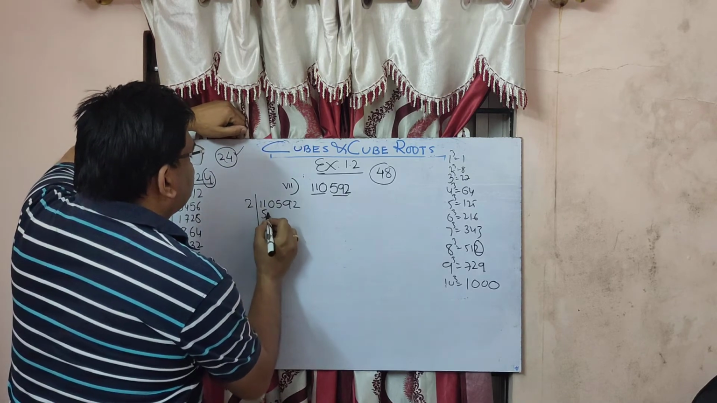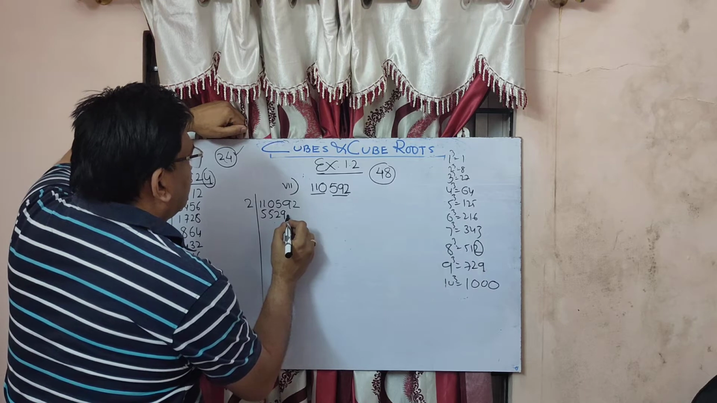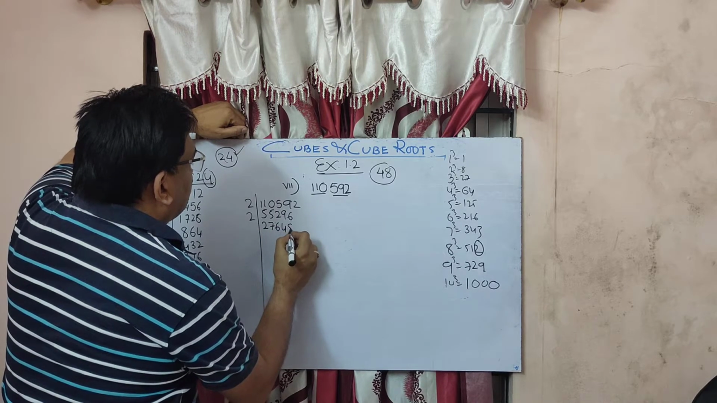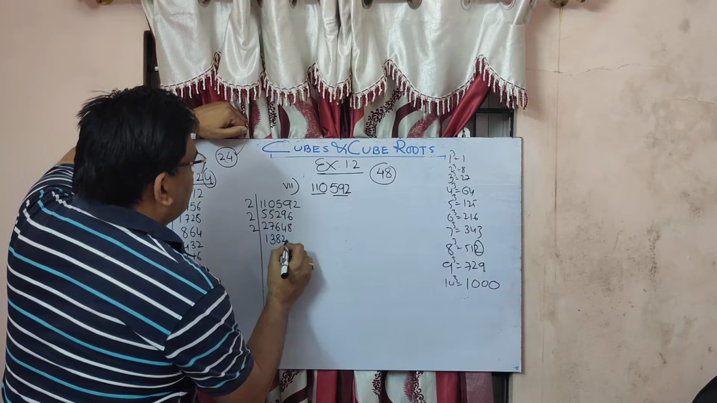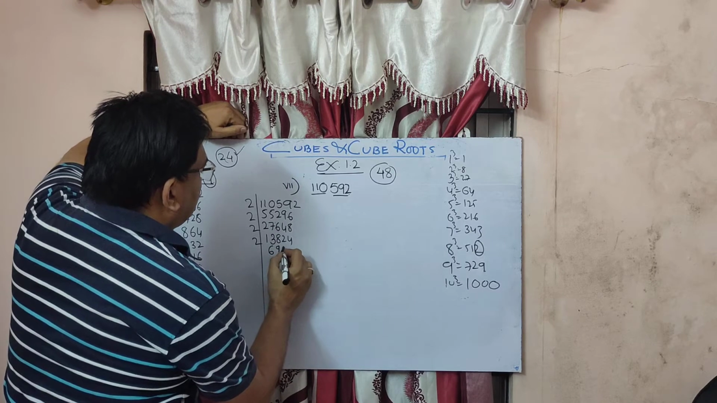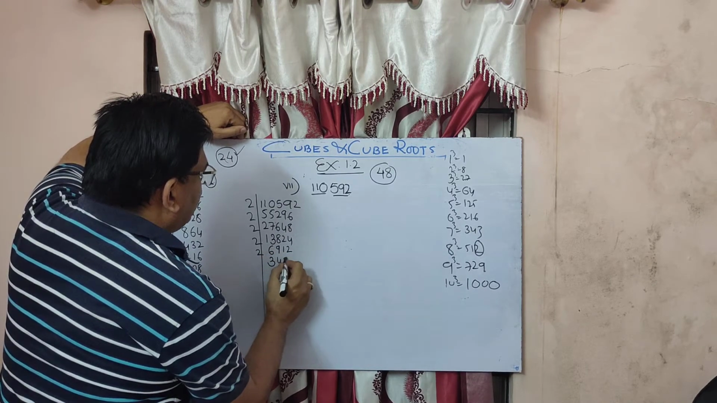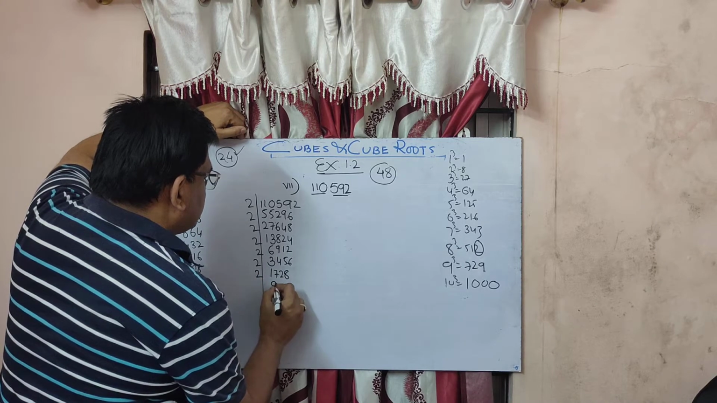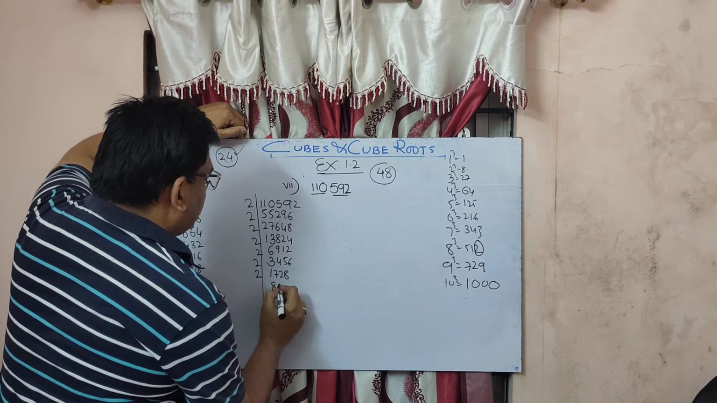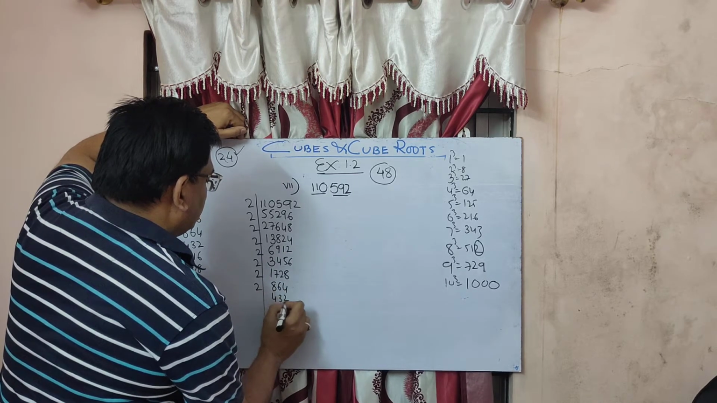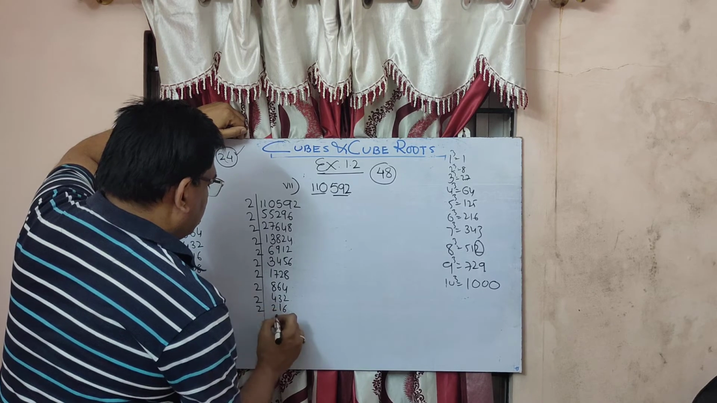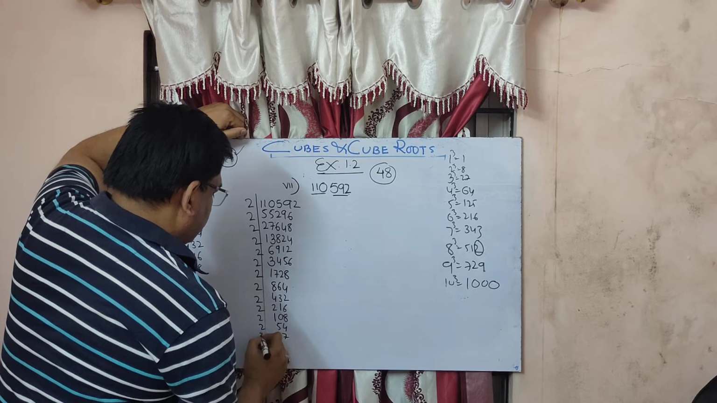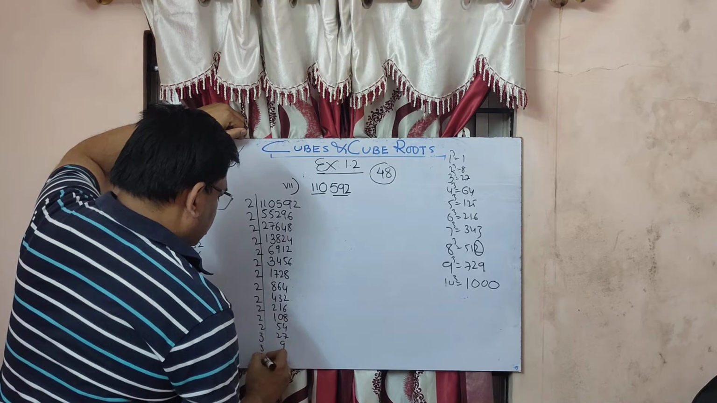Last is to start from 2. 2 5s are 10, 2 2s are 4... These are the prime factors, and the factorization ends with 3 9s are 27, 3 3s are 9, 3 1s are 3.